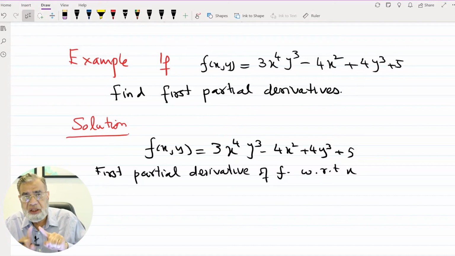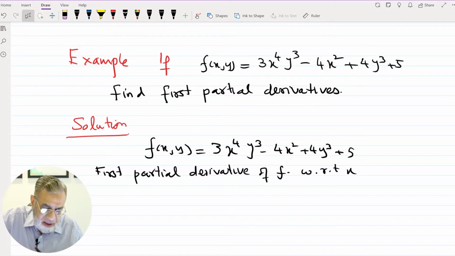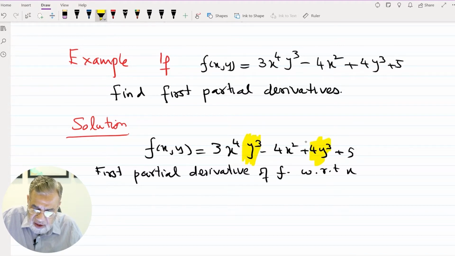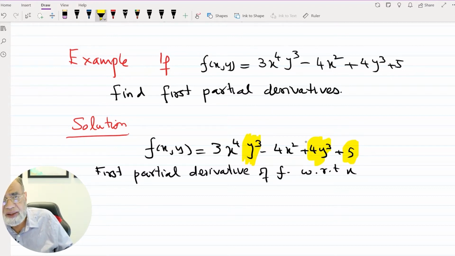When I take the partial derivative with respect to x, then y is constant. So here I can just show you that y is constant, so we make it yellow. Also, in this term y is constant, so make this term yellow. Also, 5 is constant for x and also for y. So what's changing? The only thing changing is x.